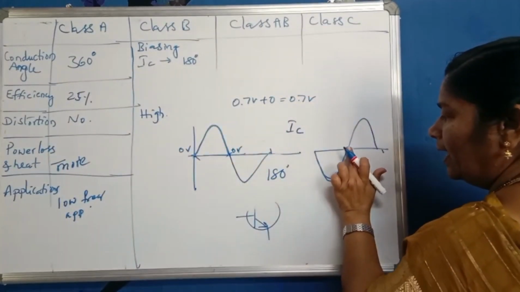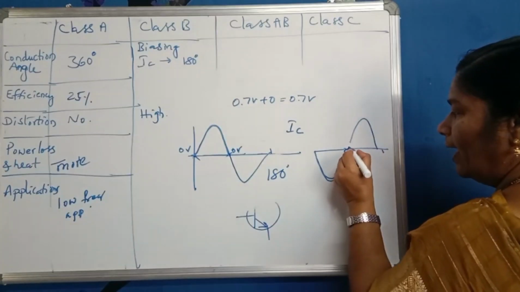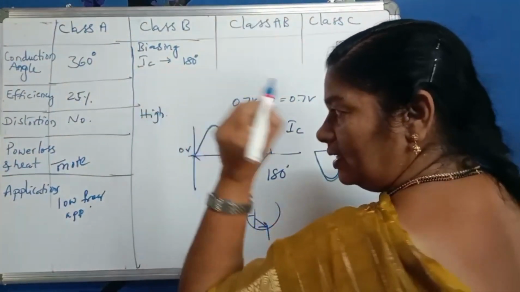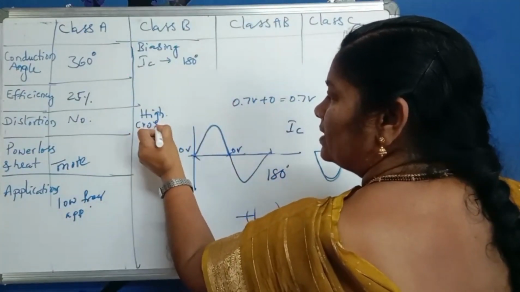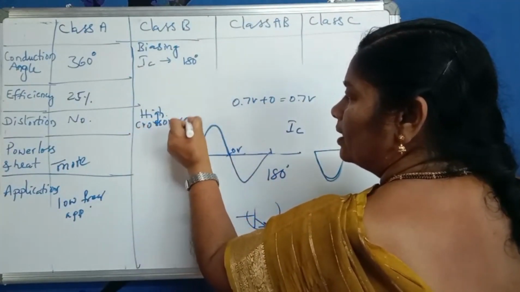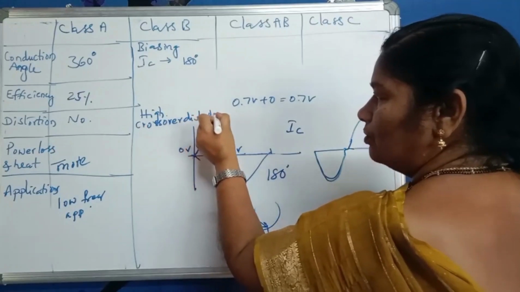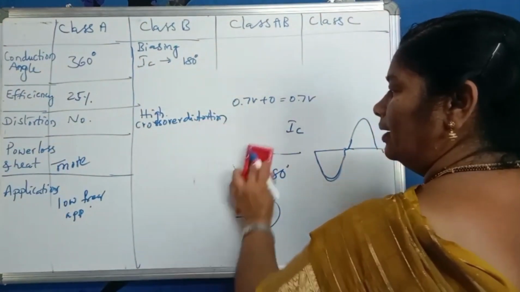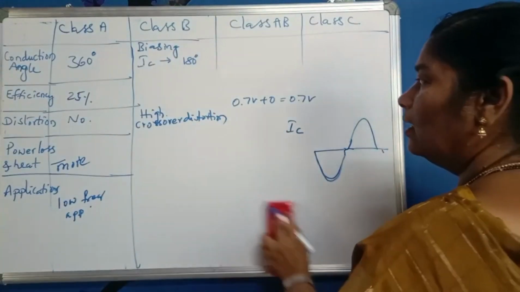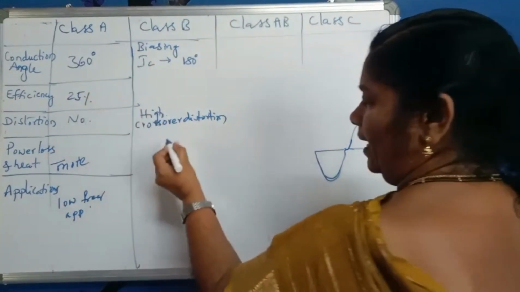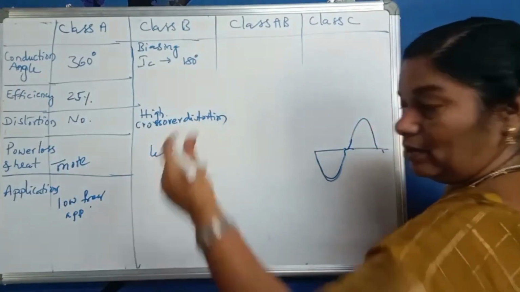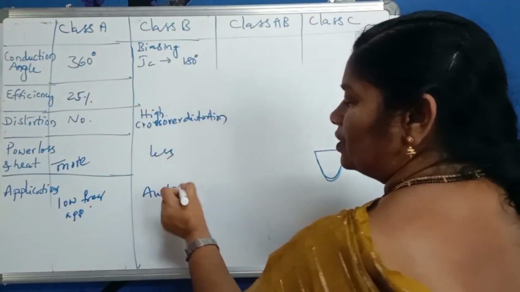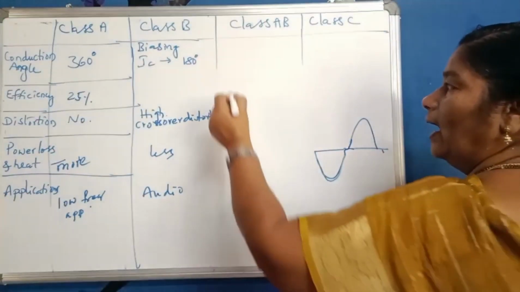So this will lead to a distortion which is called crossover distortion. Here the distortion is high, and that is why it is named crossover distortion. And when you talk about the heat and power loss, it is less than that of the class A power amplifier. Applications are in the audio range. It is used for audio frequency applications.